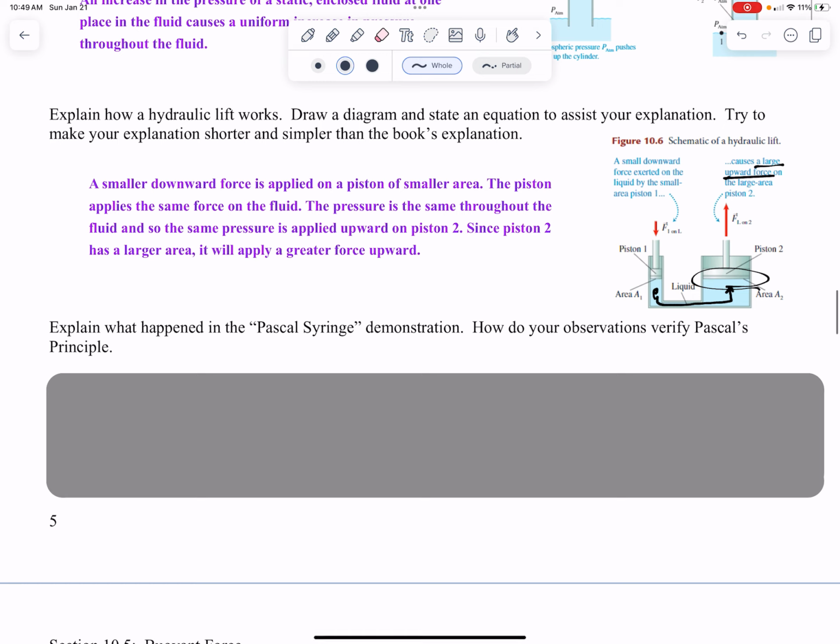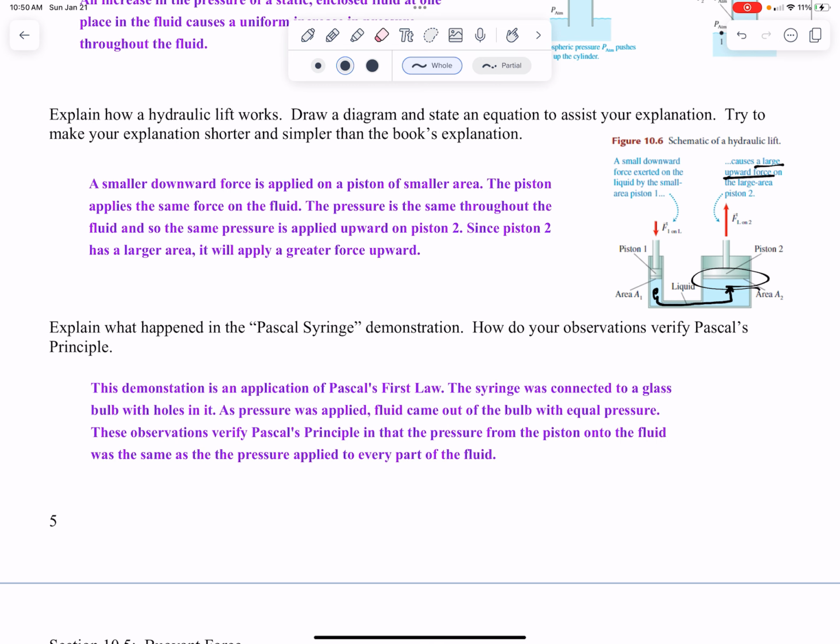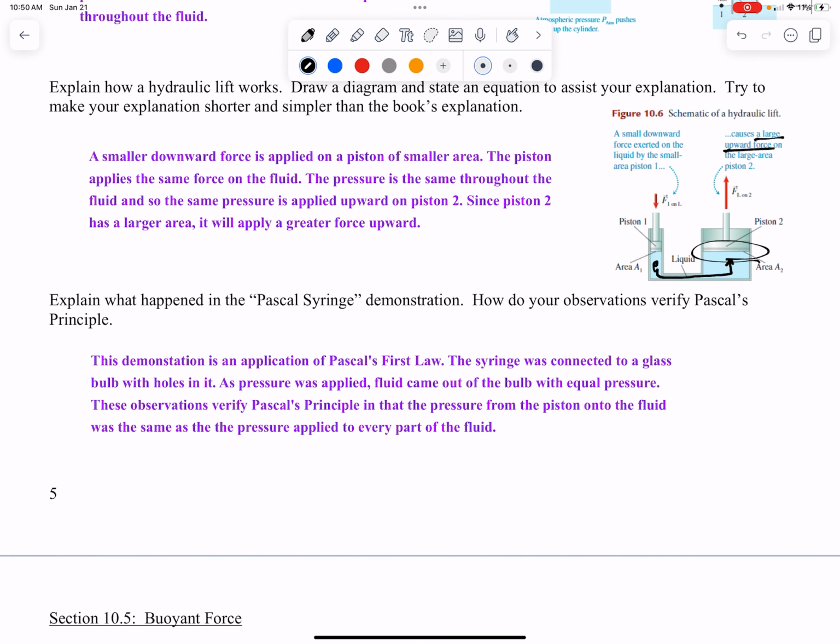Explain what happened in Pascal's syringe demonstration. How do your observations verify Pascal's principle? So this demonstration is an application of Pascal's first law. The syringe was connected to a glass bulb. Let me sketch it for you in case you hadn't seen it. You've got this long syringe filled with fluid. Here's your plunger. Fluid's in here.